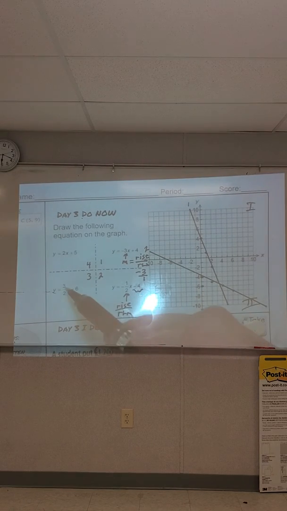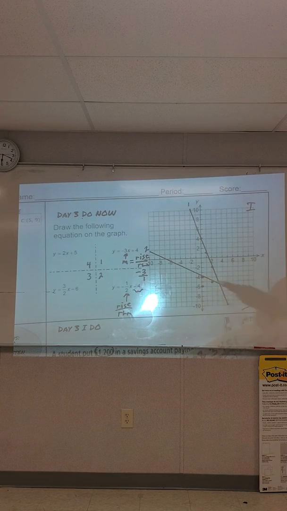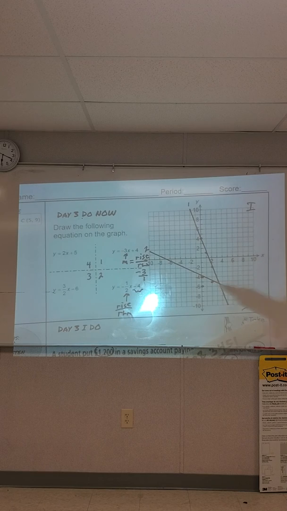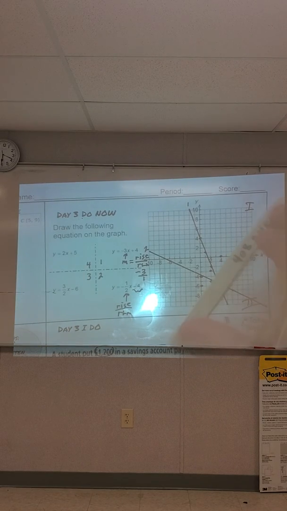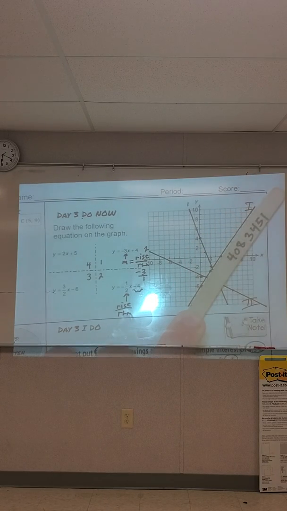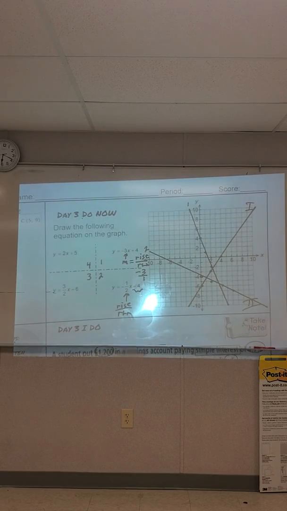Alright, positive 3 over positive 2. That means our rise is going to be a positive 3, and our run is going to be a positive 2. So 1, 2, 3, 1, 2. Using 3 points helps us to make sure that we're following the correct rise over run. This is line 3.